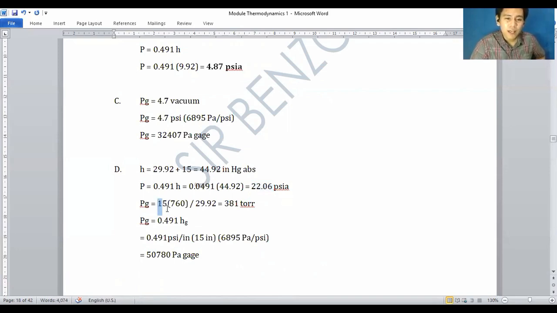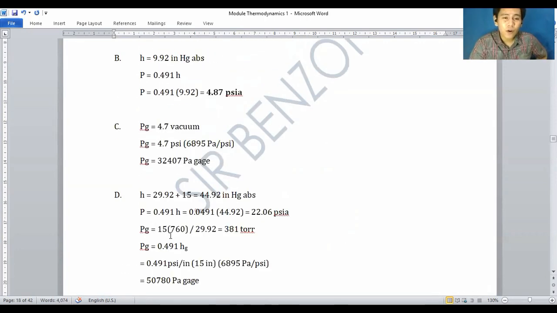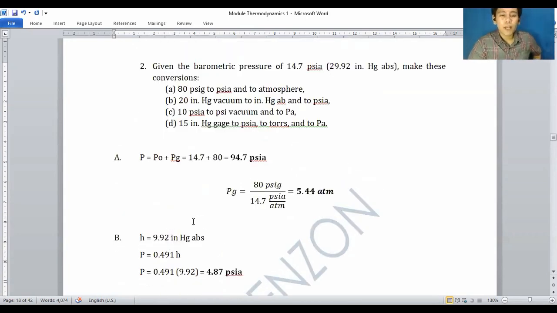Then the pressure gauge, which is 15 times 760, which is the conversion factor of torr, over 29.92, equals 381 torr. 760 mmHg is equal to 760 torr. Don't forget that conversion. Next, the pressure gauge, which is 0.491 PSI per inch times 15 inch times 6895 Pascal per PSI, which is the conversion to Pascal. Therefore, we yield 50,780 Pascal gauge. And that is for the number 2 problem in pressure.